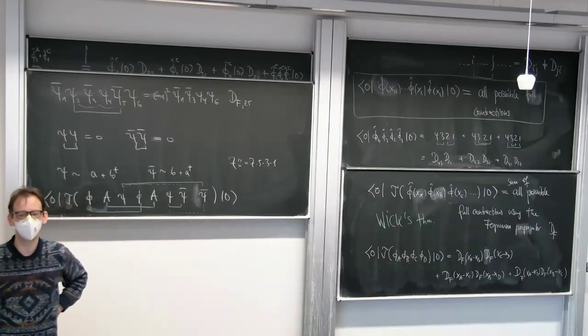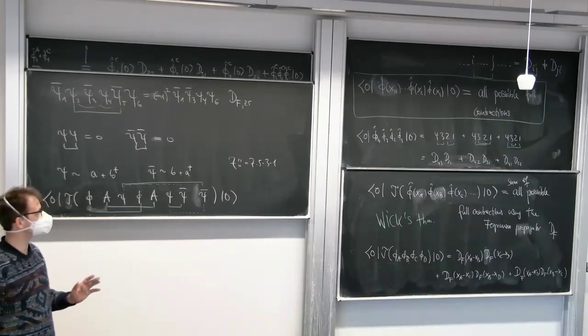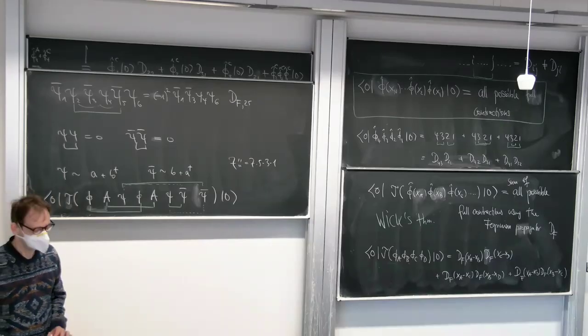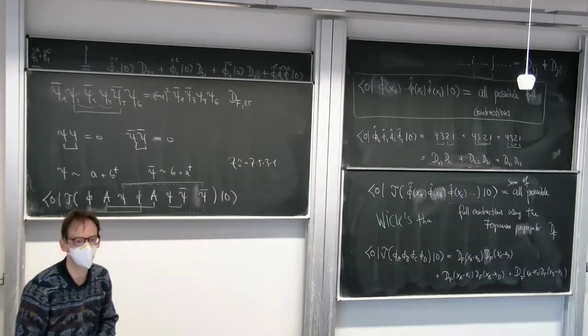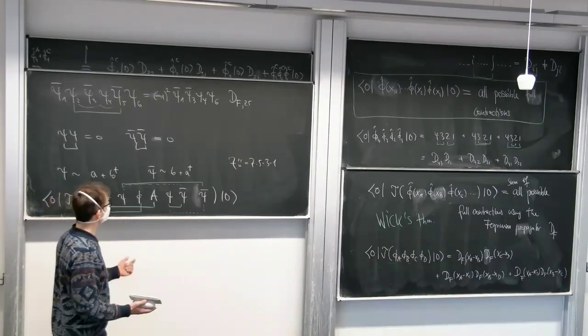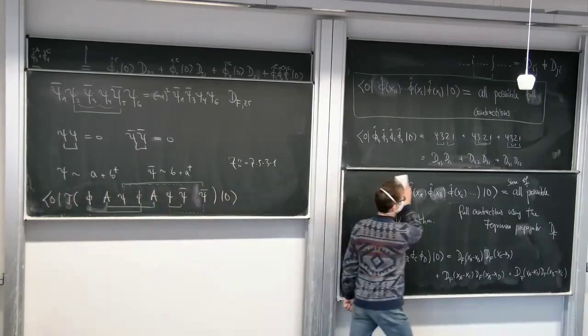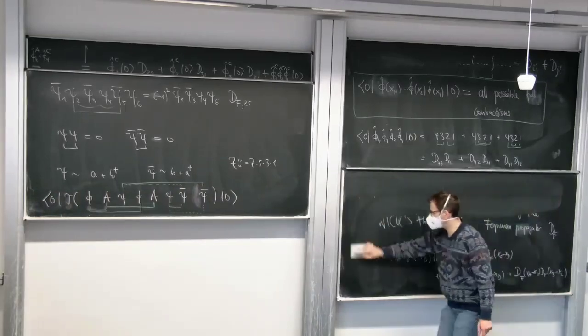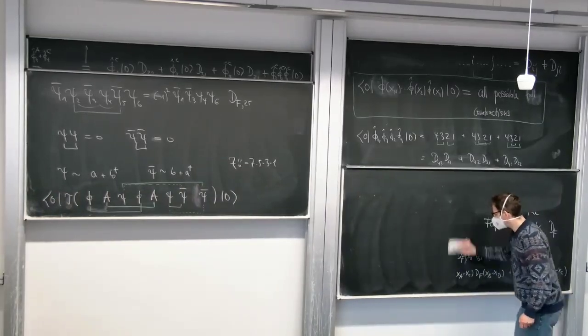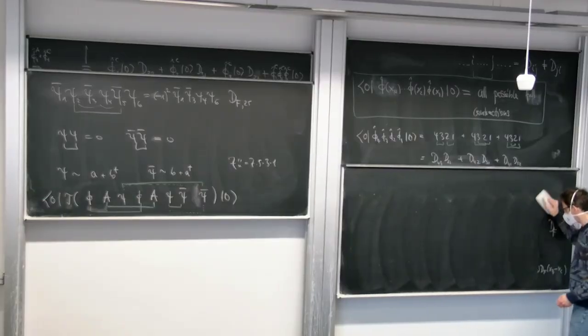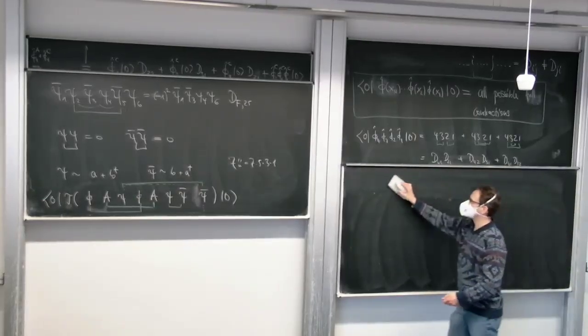Do you have questions about the free theory? 2.3, 4.5. This is fairly fun stuff, basically. It's just all the contractions. And now we do have to shift back to the interacting theory.